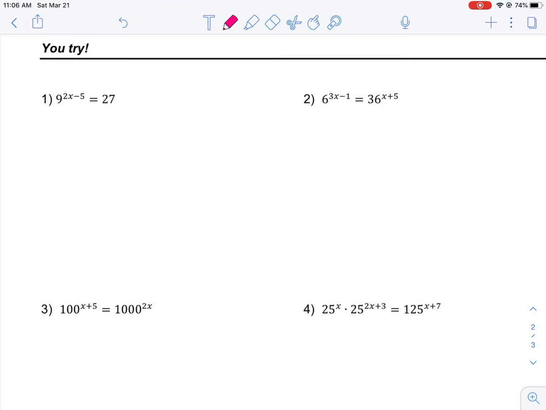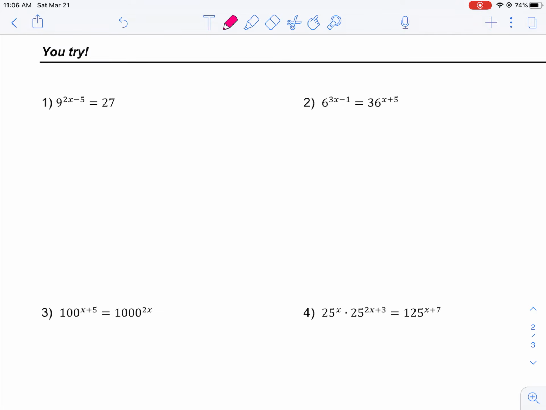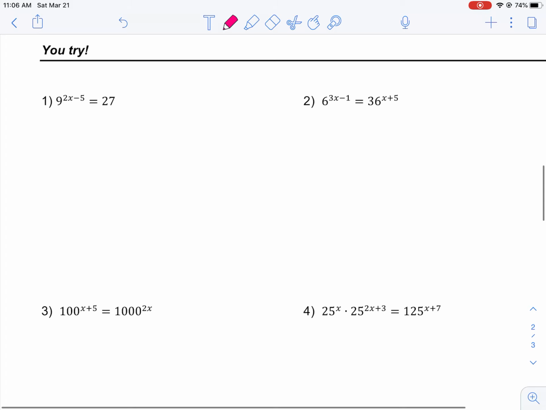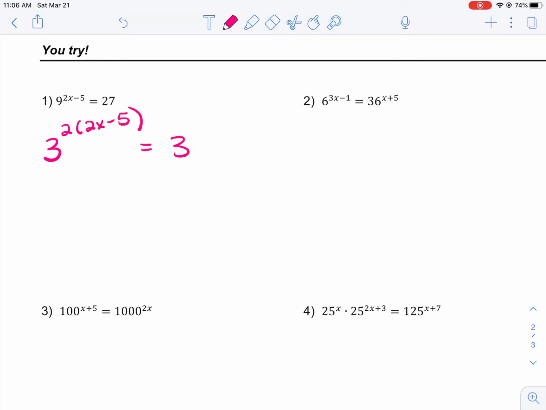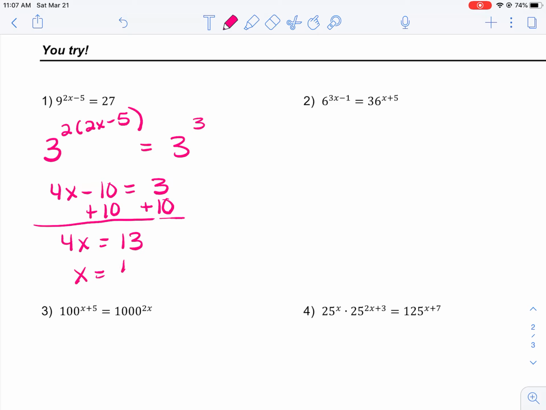All right, so hopefully you've tried these, and now you're just checking. I'm going to go through these a little bit quicker than the others because I want you to just check. So I'm going to rewrite this first expression, both sides with a base of 3. So I get 3 squared to the 2x minus 5 equals 3 to the third. So 4x minus 10 equals 3. Add 10 to both sides. 4x equals 13. x equals 13/4.